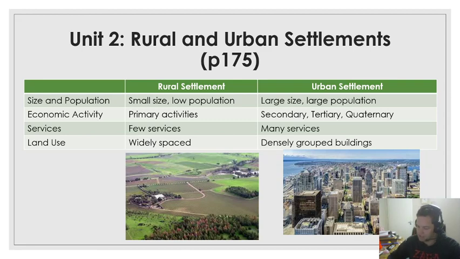So I hope that you understand that difference. It's fairly clear from these nice pictures and this table.